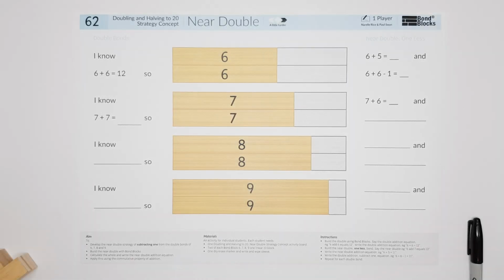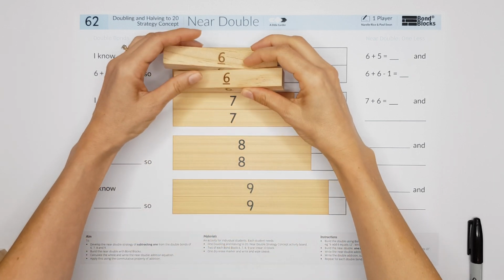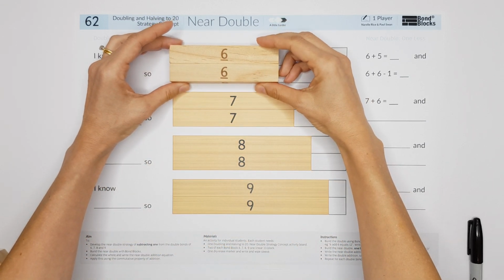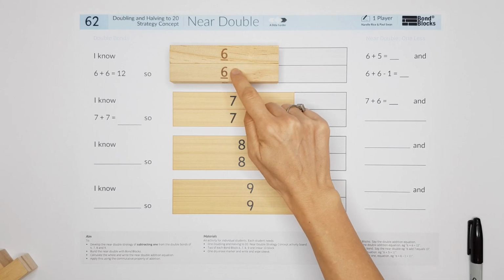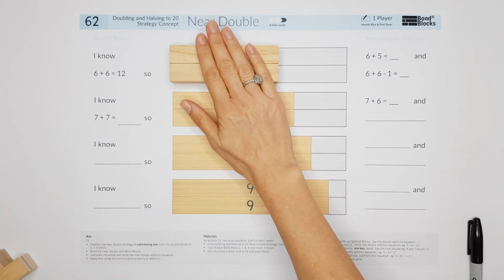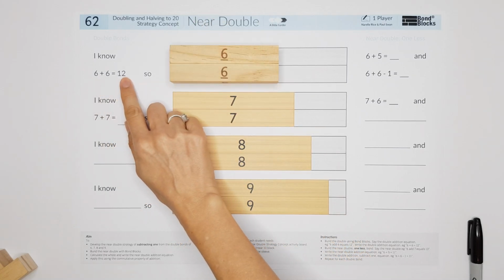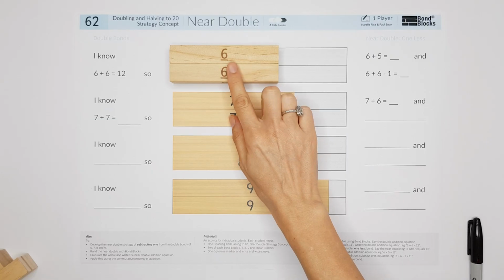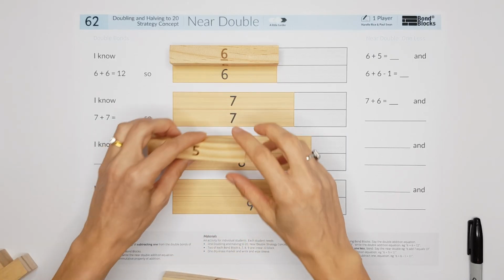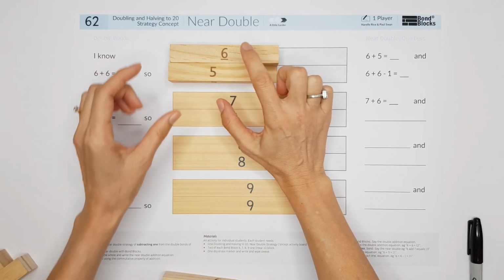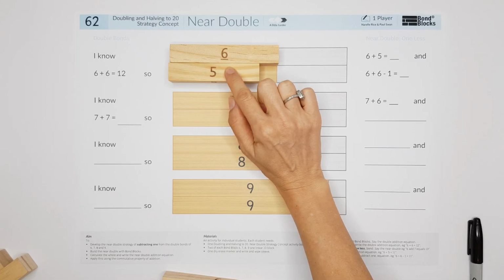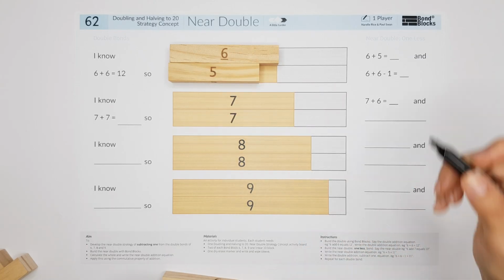Let's begin. First, I build my double, and I say 6 add 6 equals 12, and I have that written here. So one less than this, 6 add 5 would equal 11.